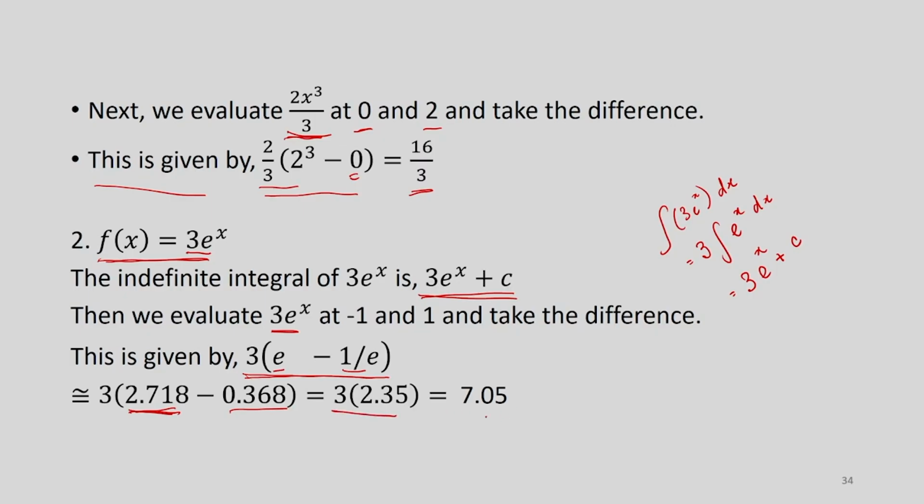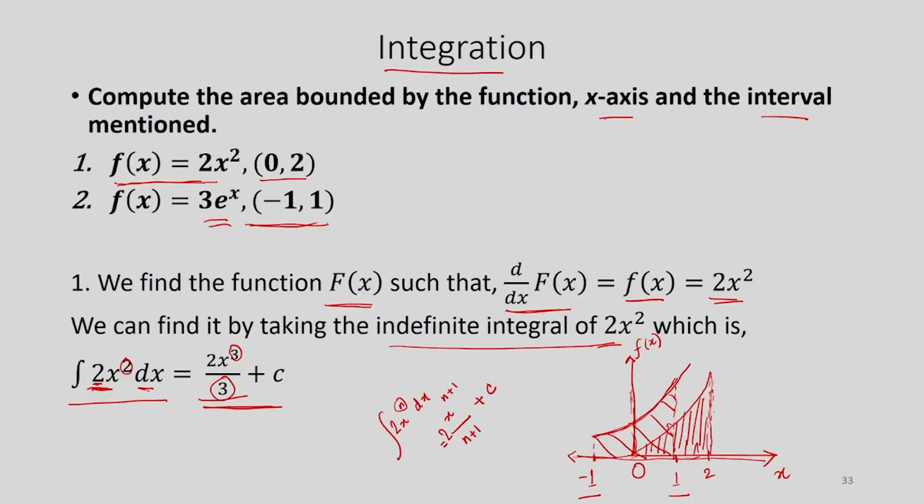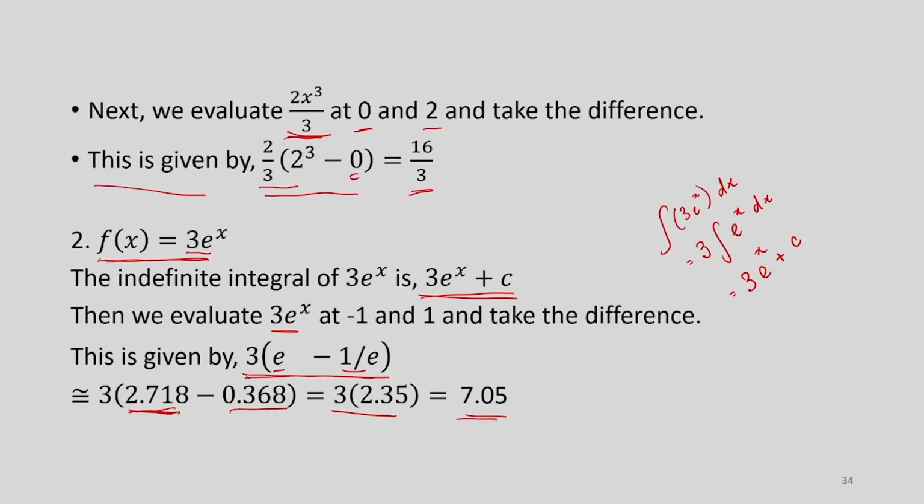So, I simplify this and I get this answer, 7.05. So, that is my answer, that the area of this shaded region is a little bit over 7.05. But again, this is an approximate value, because at this stage we have taken the approximate value. Okay.